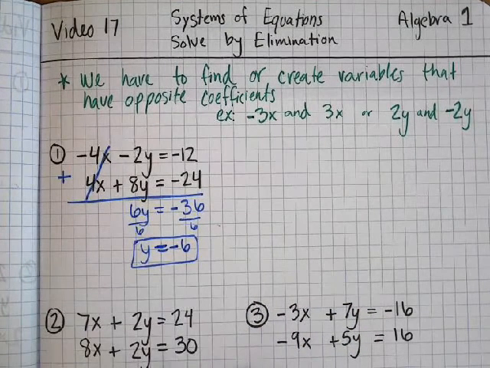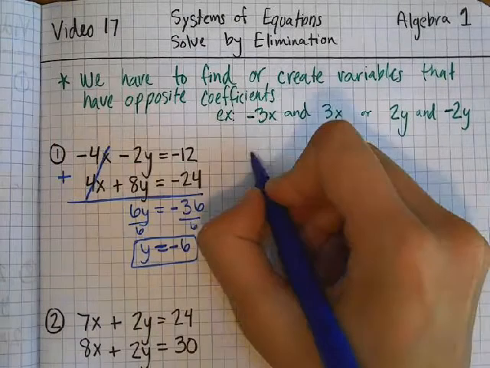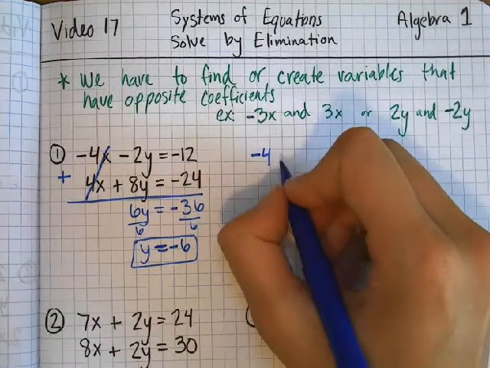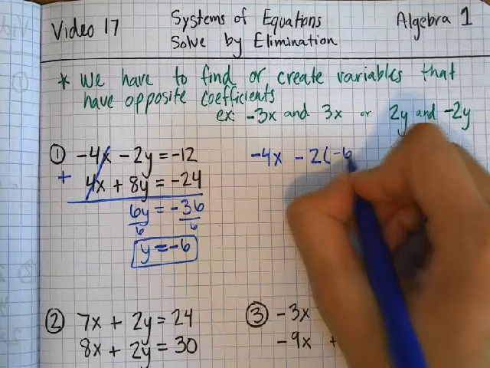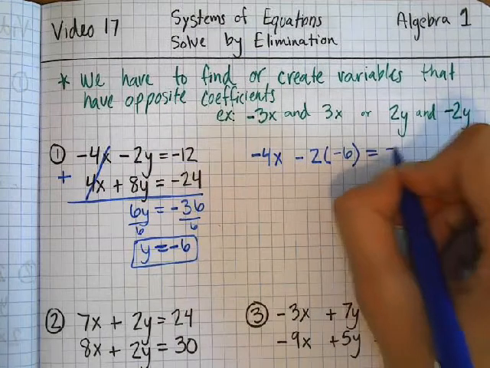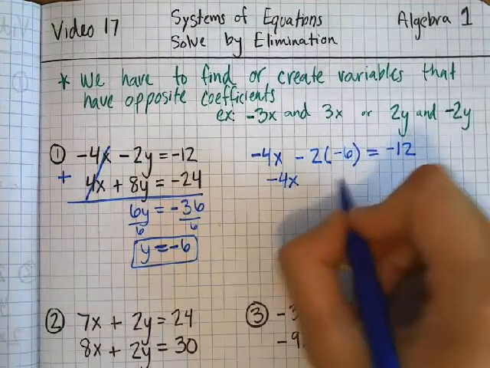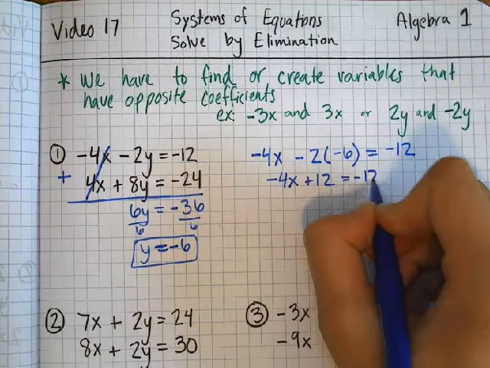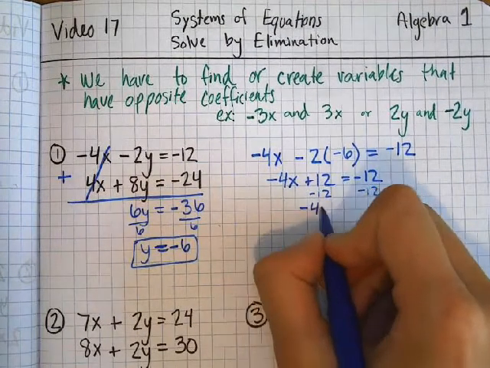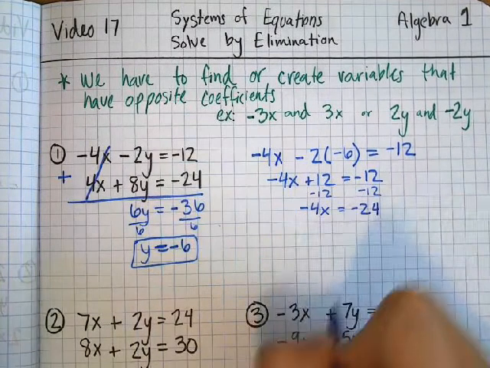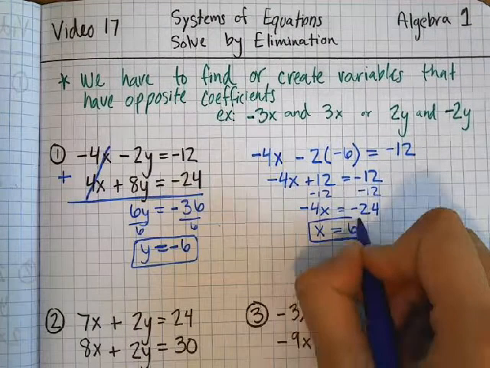Okay, now I need to solve for my x variable. Now you can use any equation that you want, first one or second one. I'm going to go ahead and use the first one. So instead of writing y, I'm going to plug in that negative 6. Okay, and I'm going to try to solve for this. So negative 4x plus 12 equals negative 12. When I subtract my 12 on both sides, I get negative 4x equals negative 24. And when I divide by 4 on both sides, I get x equals 6.